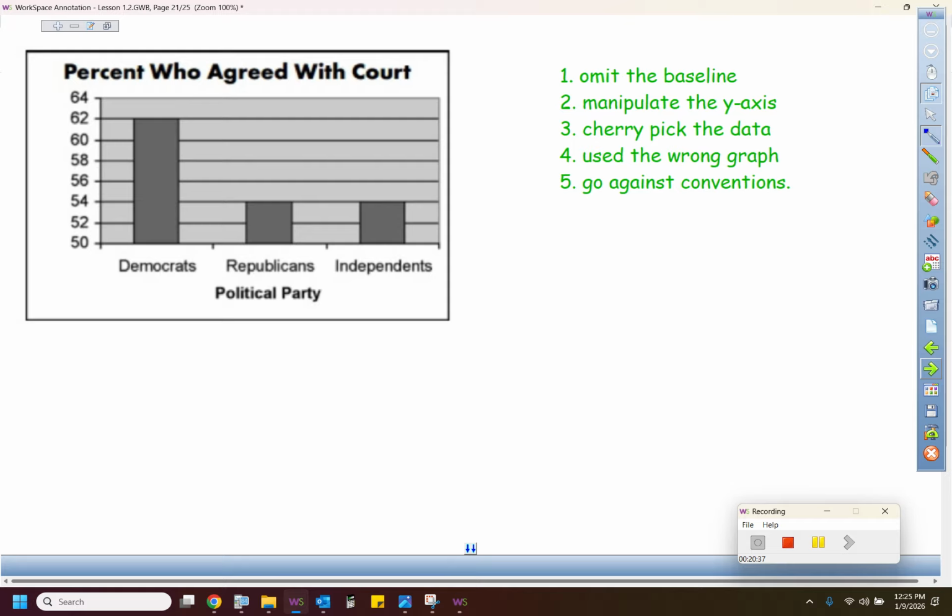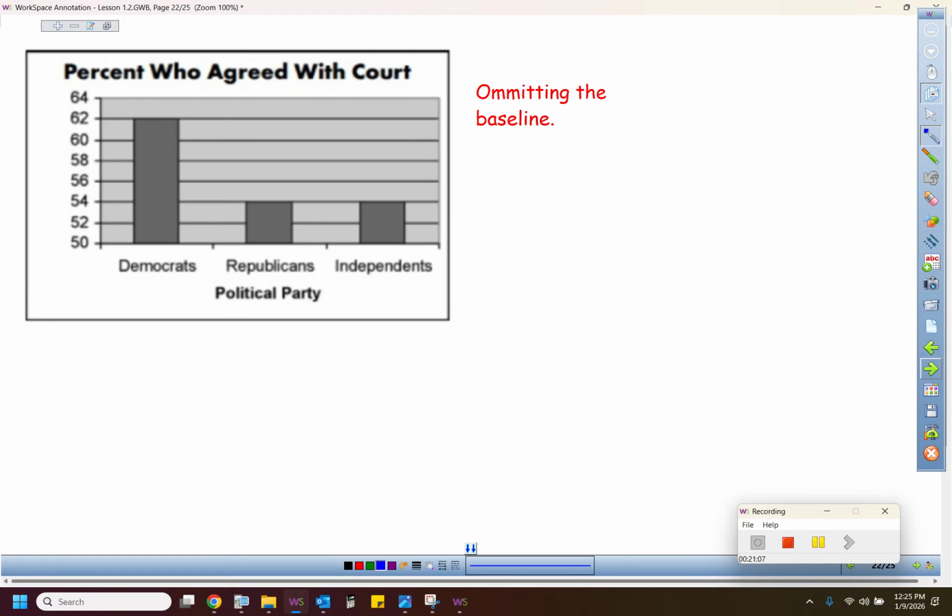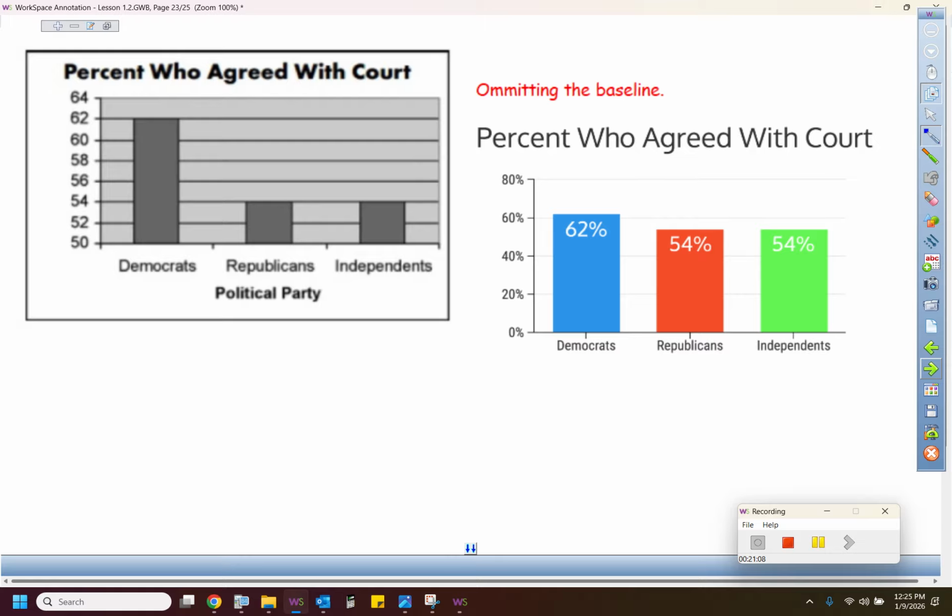Doesn't it make it look like the Democrats agree with the court way more than the Republicans and the independents? They cut the bottom of the graph off. They omitted the baseline. This is what the real graph should look like. So it should look more like that. Yes, the Democrats did agree with the court more, but not nearly as drastically as the first graph made it look.